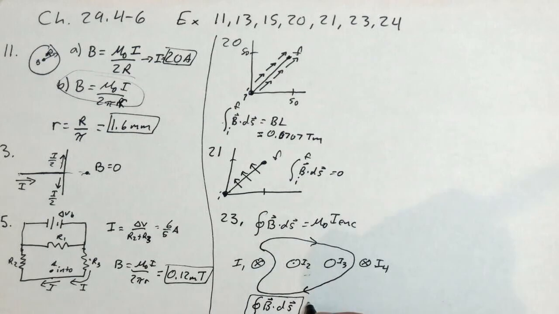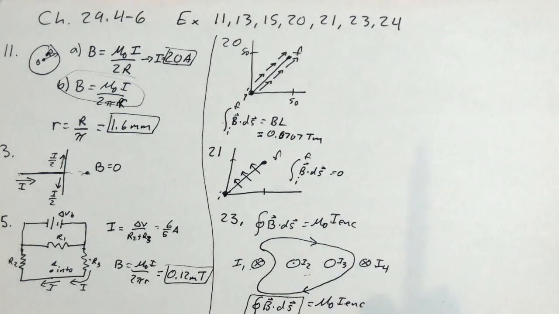Okay, well, that's going to equal mu naught I enclosed. And the question really is, what is I enclosed in this case? I enclosed means currents that pierce through the loop, that go through the loop. So is I1 enclosed? Nope, it's outside the loop. Is I4 enclosed? Nope, it's outside the loop.